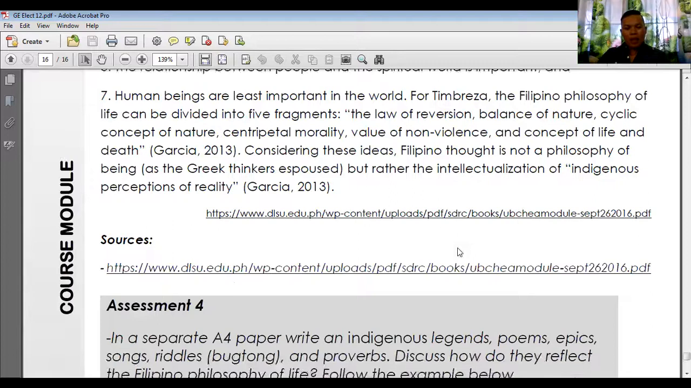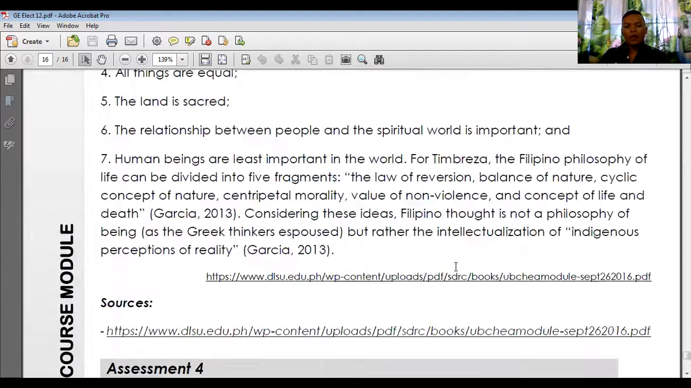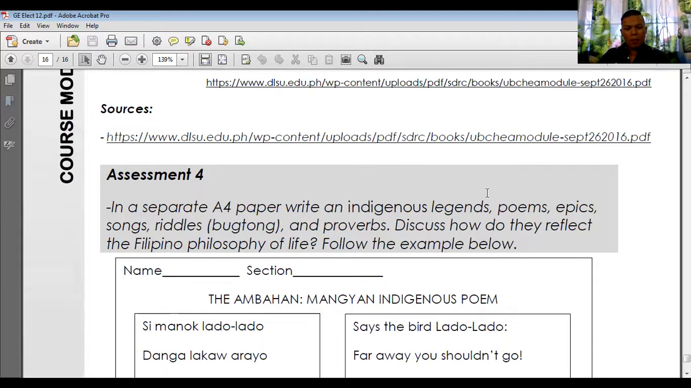So ang atong assessment or ang atong module output number 4, for our module 4, we only have one module output. Okay. So ito ang module output, in a separate one paper, A4 bond paper, write an indigenous legend. Magsulat mo, mangita mo og legend. So, istorya sa usa ka tao or group of people who became legend because of what they have done to their community. Or maybe poem. But it's poems.